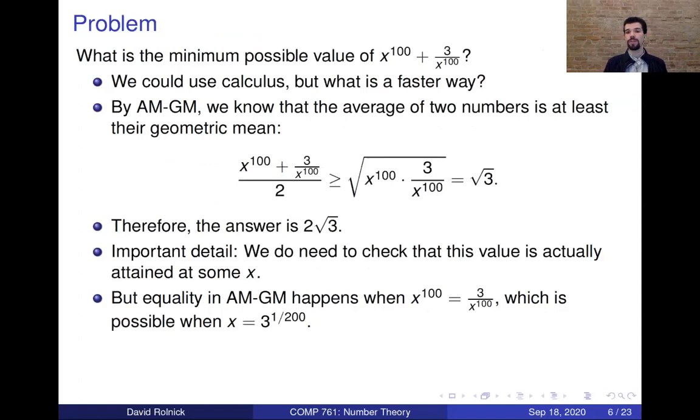Is the lower bound 2 times the square root of 3 the tightest lower bound? Yes, because there is some x which satisfies it. That's the point. Equality happens when you set x equal to the 200th root of 3. That's why this is the minimum possible value, because there is some x which gives you 2 times the square root of 3.